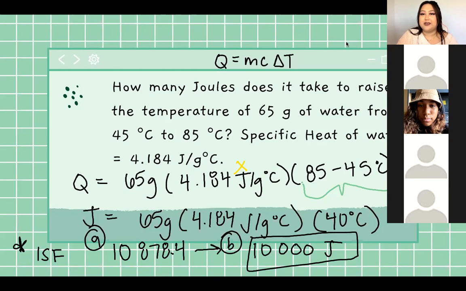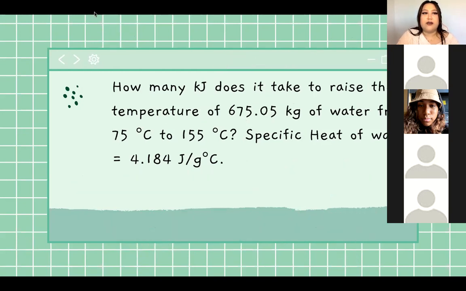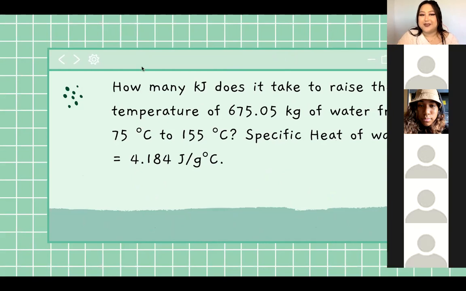No? Okay. So moving on, how many kilojoules does it take to raise the temperature of 675.05 kilograms of water from 75 degrees Celsius to 155 degrees Celsius. So the specific heat of water is 4.184 joules per gram degree Celsius. So how would we set this up?